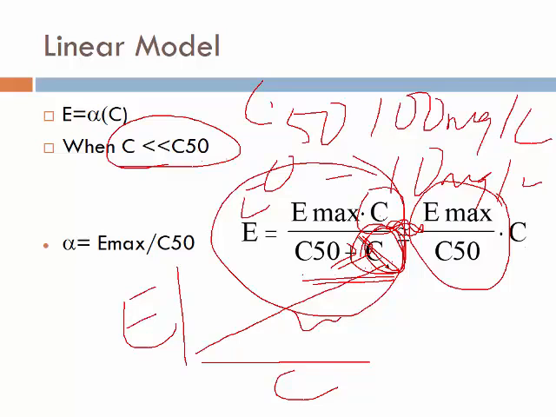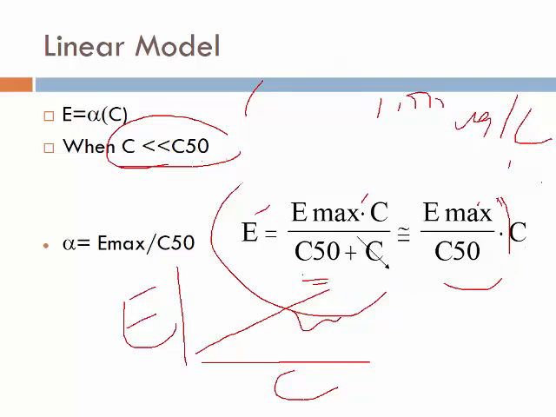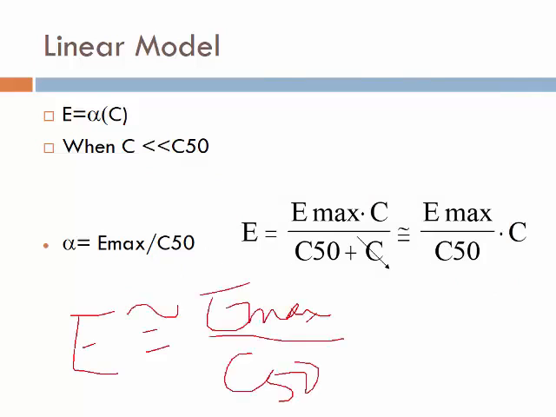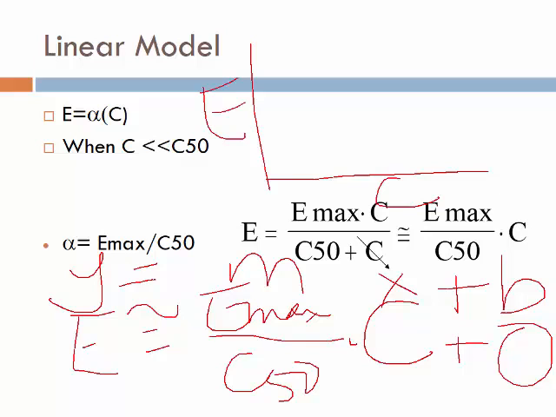Let me just erase some of this. Let me erase it all. Okay, so if we have E is equal to Emax over C50, it's not equal, but approximately equal, times concentration. This is the same thing as Y equals mx plus B, and this will be 0. So if we look at our graph, it's going to be the concentration and effect, and our y-intercept is going to be at 0 here, right?